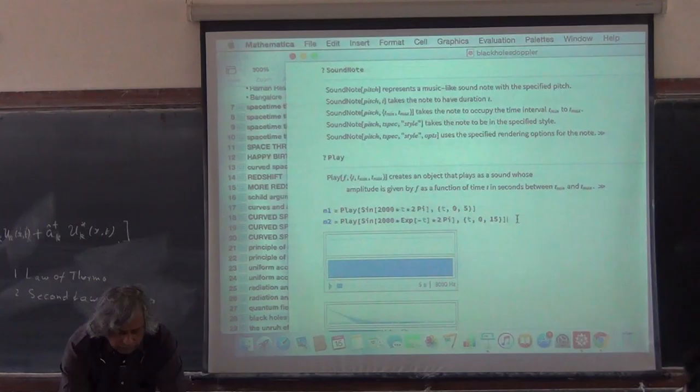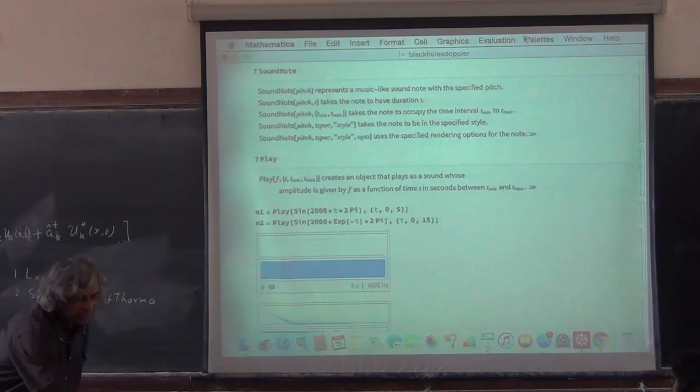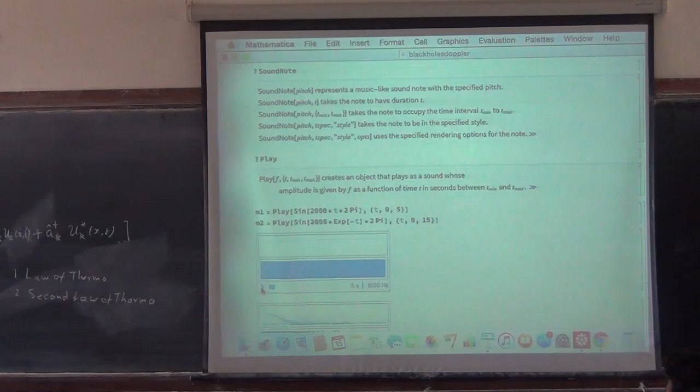This might be a little annoying because I've been talking about Doppler shifts and making some irritating noises with sound. Here's the first one. This is a fixed 2 kilohertz signal in the rest frame of one observer. So it sounds like this.